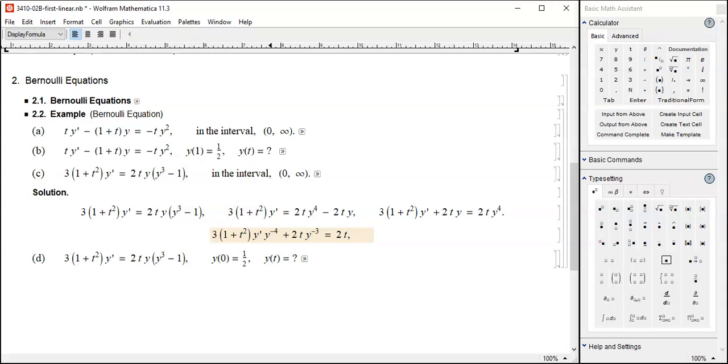What do you do next? What do you substitute? After this, you should be able to see it. Do you see? This one right here, which I'm highlighting in red right now. That's your z. Okay? Z is equal to y to the negative 3rd power.